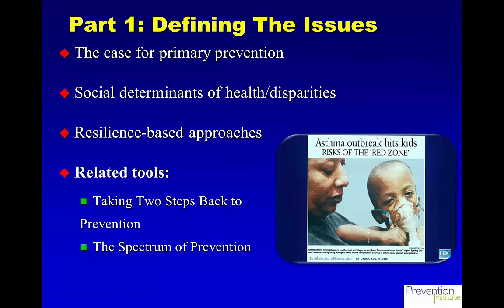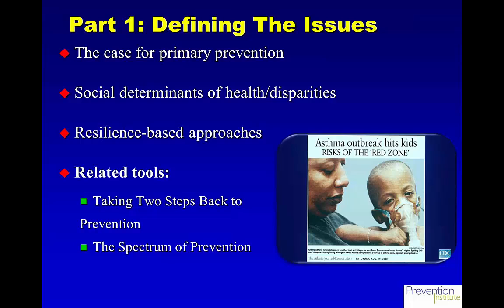Section 1 is really the foundation. It's about defining the issues that are related to quality prevention. We start by really explaining what primary prevention is and what quality primary prevention looks like. Because as Larry said, while there has always been a focus on quality health care, even though we may not always necessarily receive quality health care, the focus has been there, there hasn't really been as much of a focus on quality prevention. So we address that in this chapter.